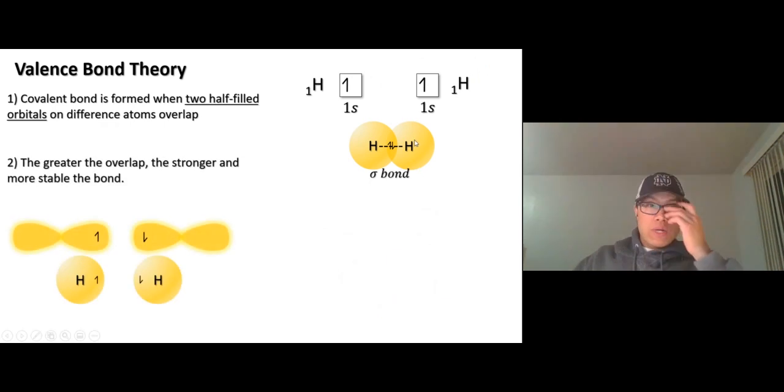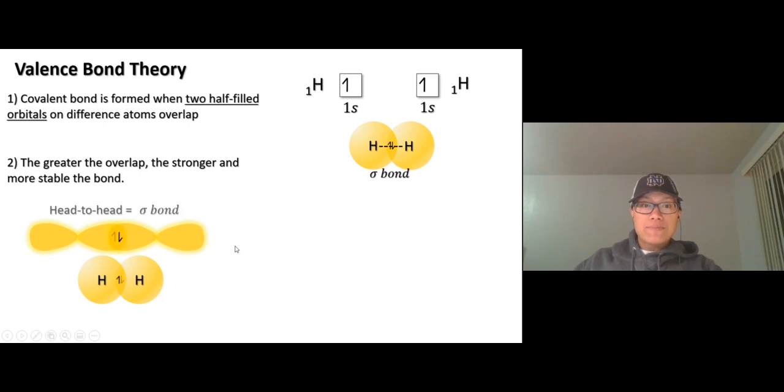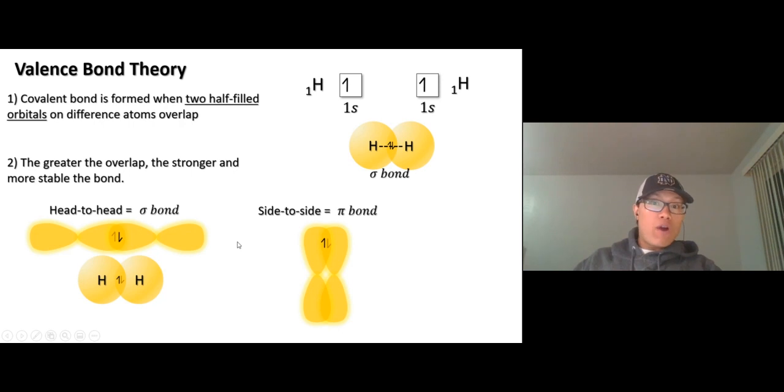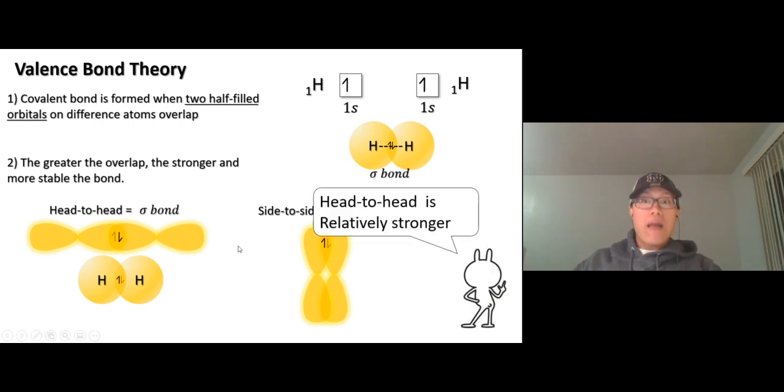Number 2: the greater the overlap, the stronger and more stable the bond. There are 2 types of overlapping in valence bond theory. We have head-to-head overlap to form a sigma bond, and we have side-to-side overlap, which we call a pi bond. A sigma bond has better overlap than side-to-side overlapping, so a sigma bond is stronger than a pi bond. Head-to-head is a relatively stronger bond.